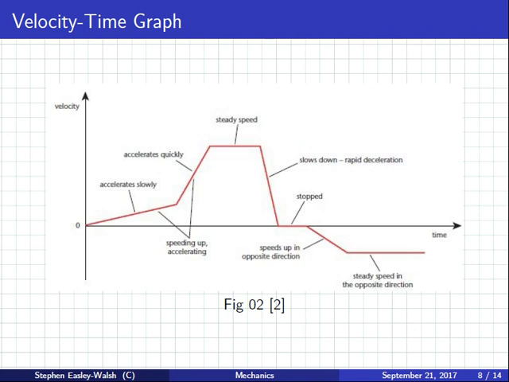What's nice about the velocity time graph is you get a picture of the whole story, the whole image here. Also what's important with this picture is all these words, these useful descriptions. Accelerate slowly, accelerate quickly, steady speed, rapid deceleration, steady speed in opposite direction. There's nice description words here.